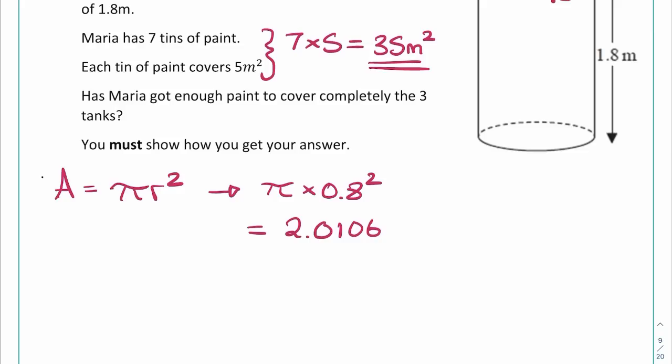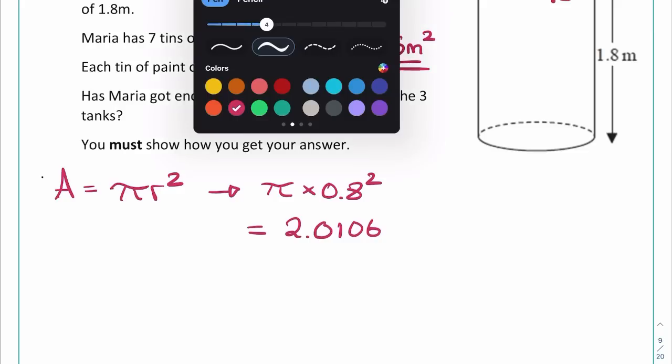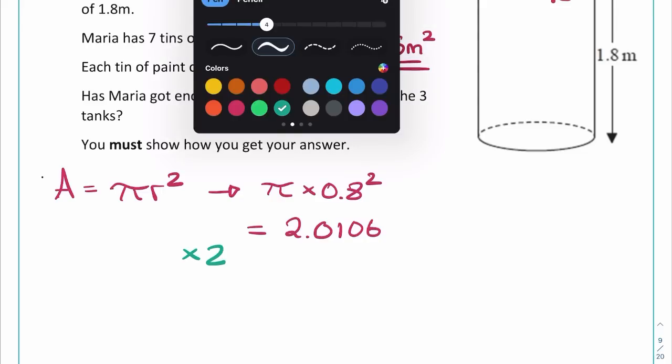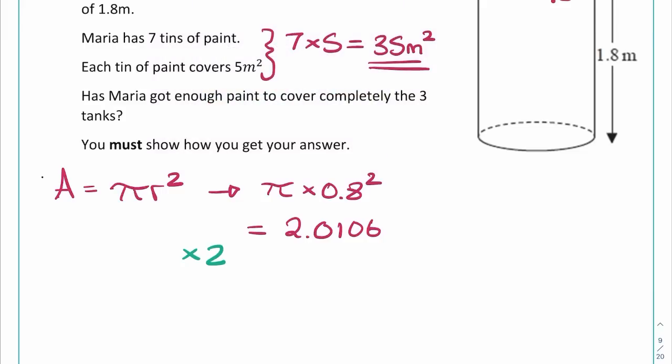We're not working out the exact surface area to a certain amount of significant figures or anything, so that would be fine. Now there are 2 circles, so I do need to remember to double that. I may as well do that now, otherwise I'll probably forget later. Let's times it by 2. So the total area of the 2 circles is 4.0212. There we go, I'll put a metre squared with that. Just reminds me that that was a final area that I was working out.